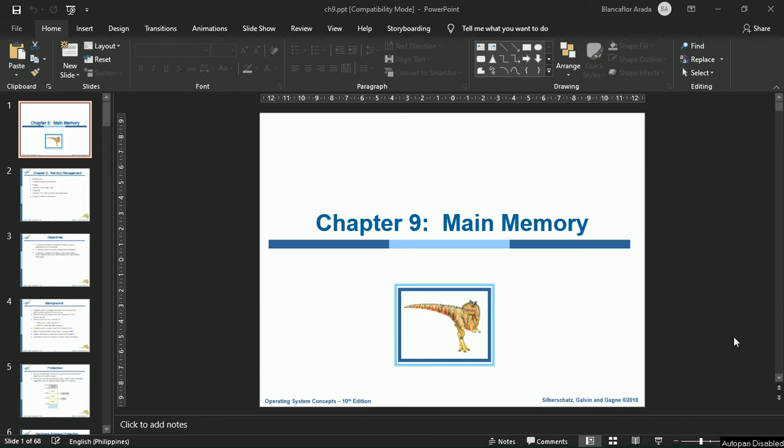So we're already in chapter 9, main memory. Actually, this is the first topic for the part of memory management. So to know more about main memory, let's start our lesson.